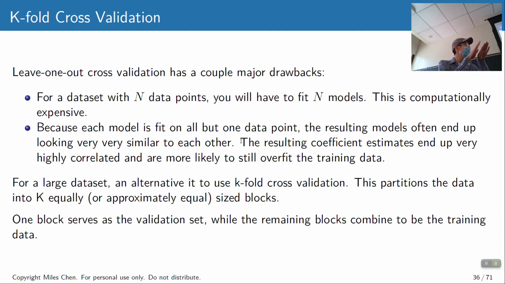So these two models are going to end up very similar to each other, highly correlated, and you still run the risk of overfitting your training data, which is kind of what we're trying to avoid. So for a larger data set, we often try to use k-fold cross-validation. We divide the data into k blocks, equally sized, or as close as we can if it doesn't divide into k evenly. Each block gets to serve as the validation set, and the remaining blocks combine to be the training data.